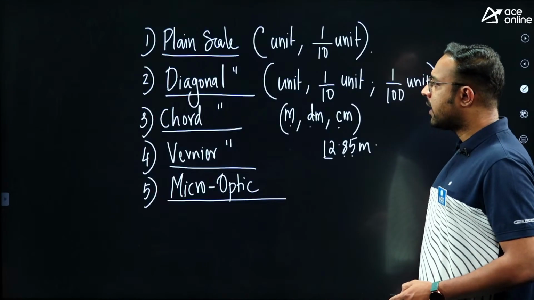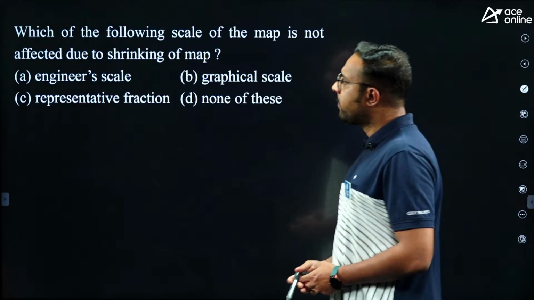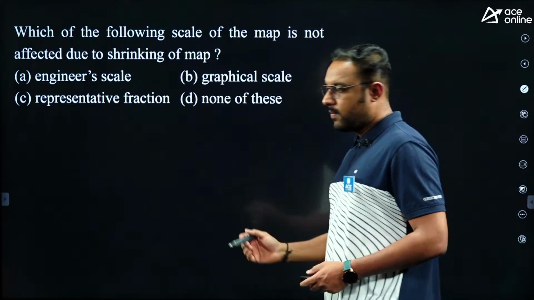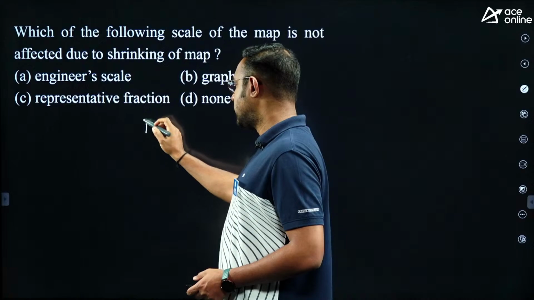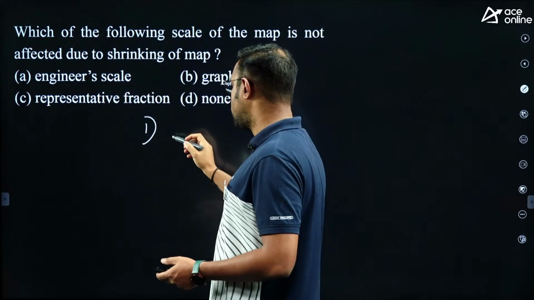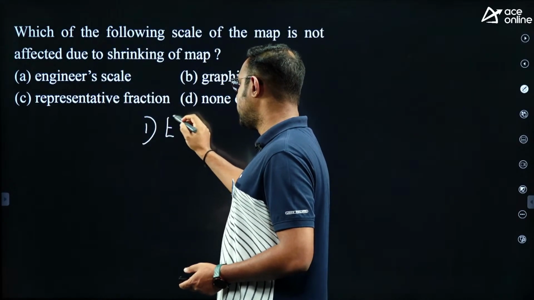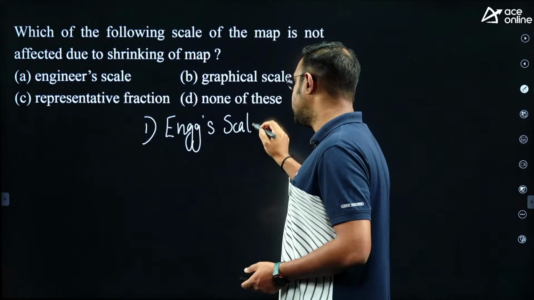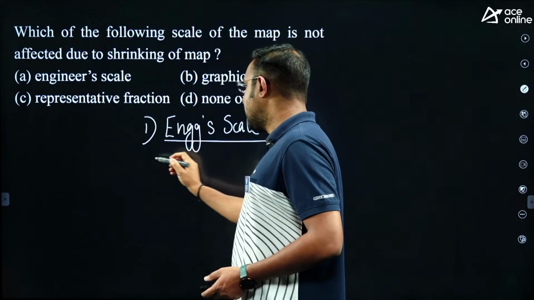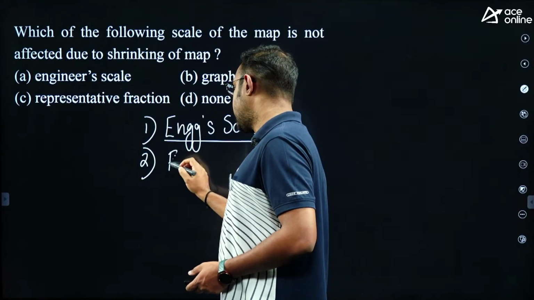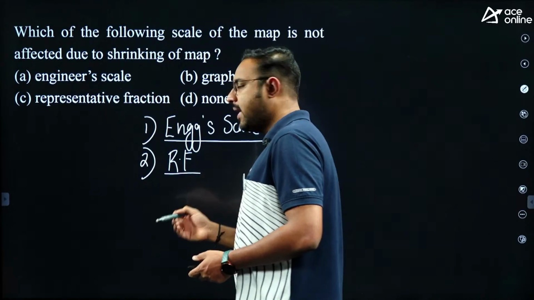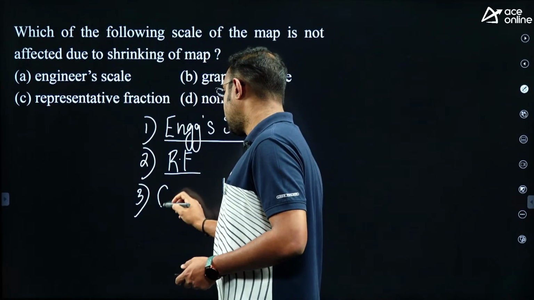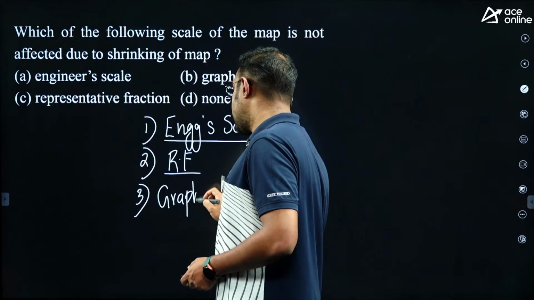Next question: which of the following scales of the map is not affected due to shrinkage of map? This is the point that I was trying to discuss in the last two questions. The first type of representation is the engineer's scale representation, where I write 1 centimeter is equal to some x meter. The second representation of scale is the representative fraction, where I'll write 1 in 1000, 1 in 5000 and so on. And the third one is our graphical scale. So what is our graphical scale?